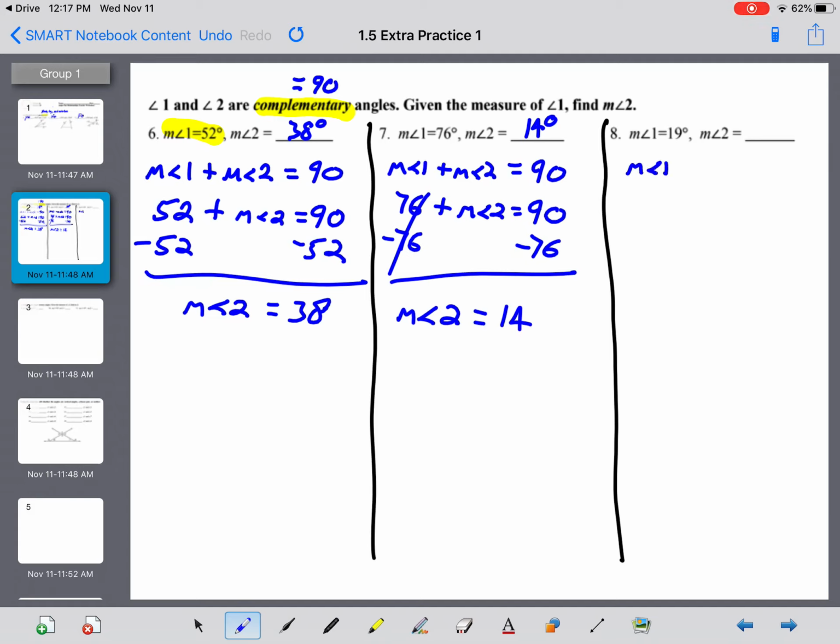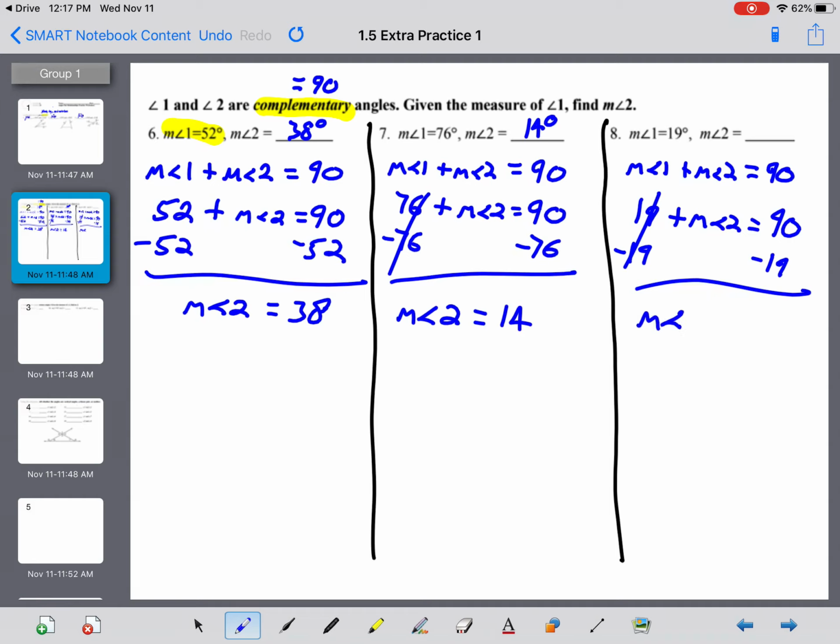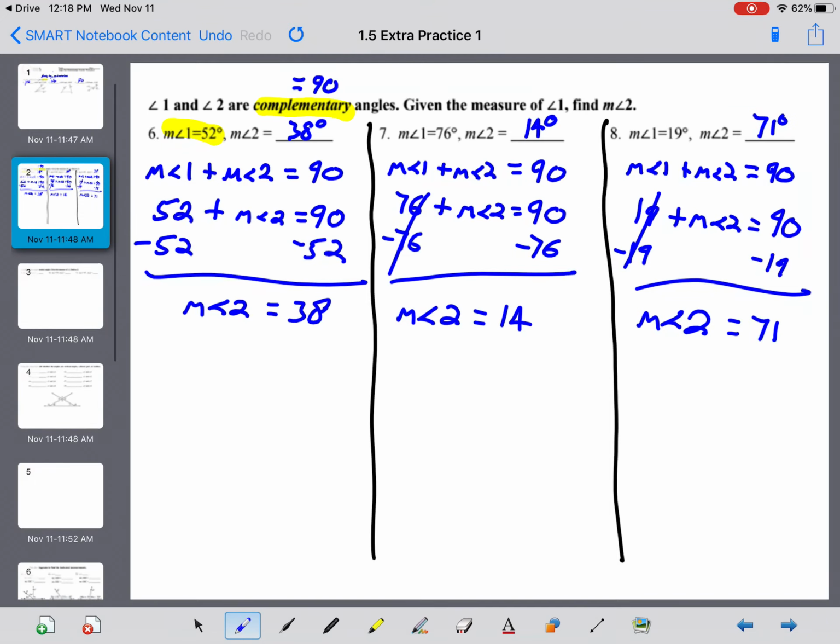Last one here, we got the measure of angle 1 plus the measure of angle 2, again is going to equal 90. The measure of angle 1 this time is 19 plus the measure of angle 2. Subtract 19 from both sides, and 90 minus 19 gives us 71. So the measure of angle 2 here is 71 degrees. Okay, so that's for complementary.